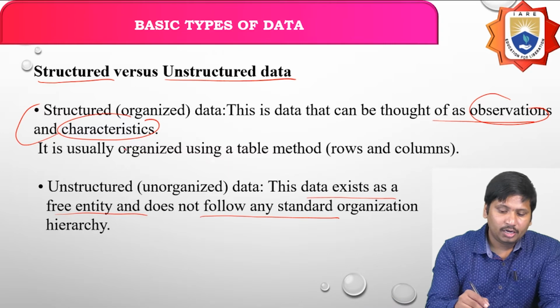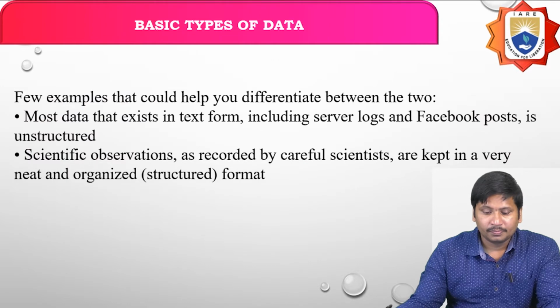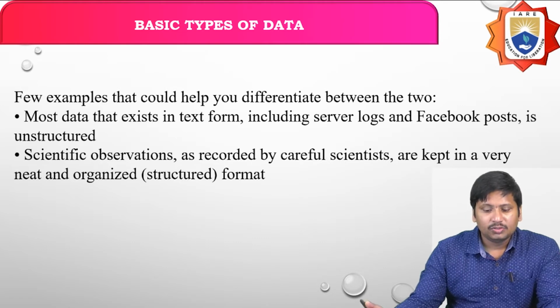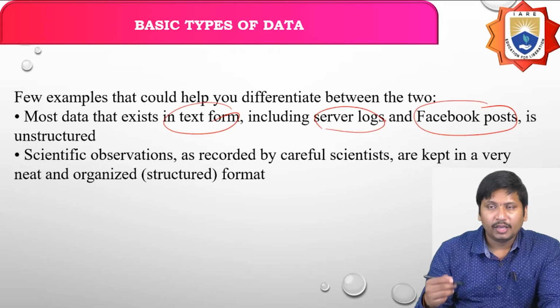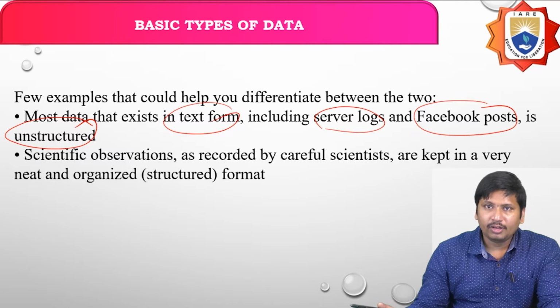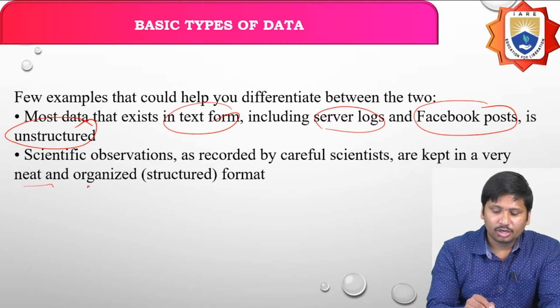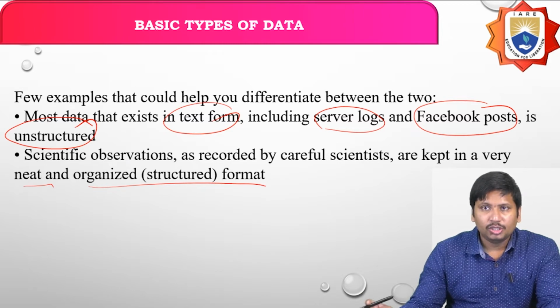But structured data is usually organized in the form of tables only, which consist of rows and columns. A few examples could help you differentiate these. Most data exists in text form, including server logs and Facebook posts, everything, right? That comes under the unstructured one. And scientific observations, which are recorded by scientists, are kept in a very neat and organized format. That is the structured one. This helps differentiate structured and unstructured.